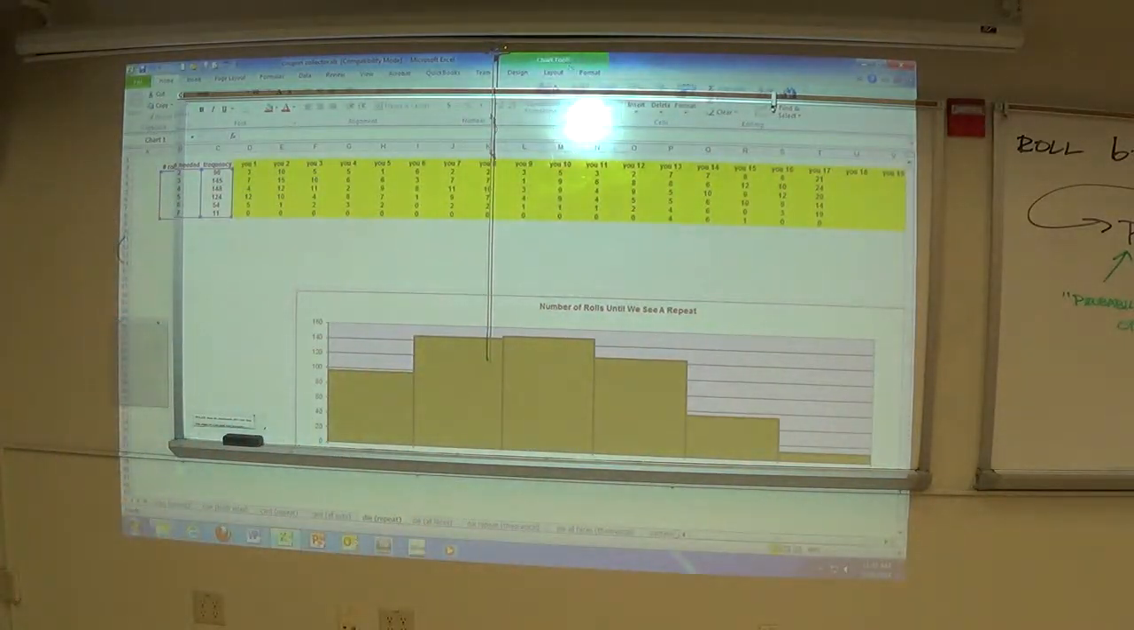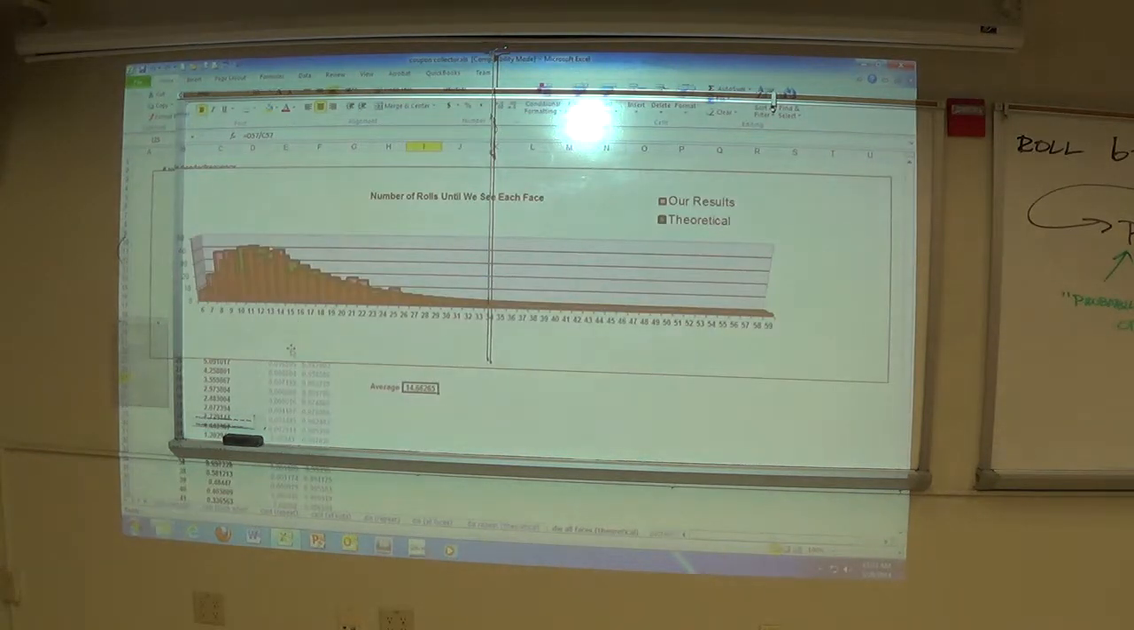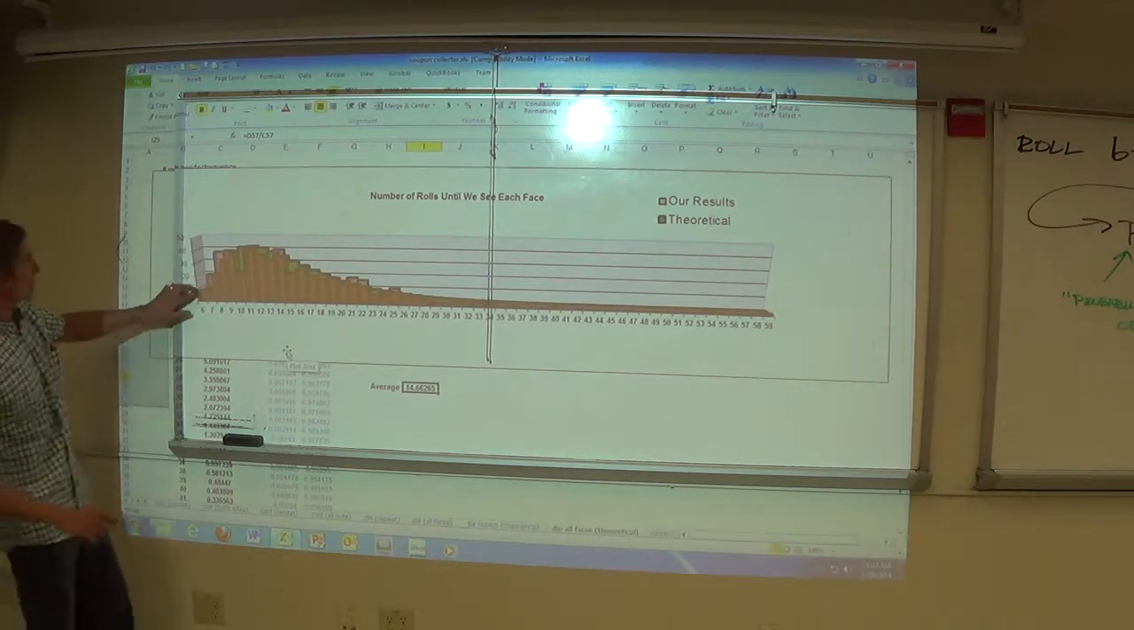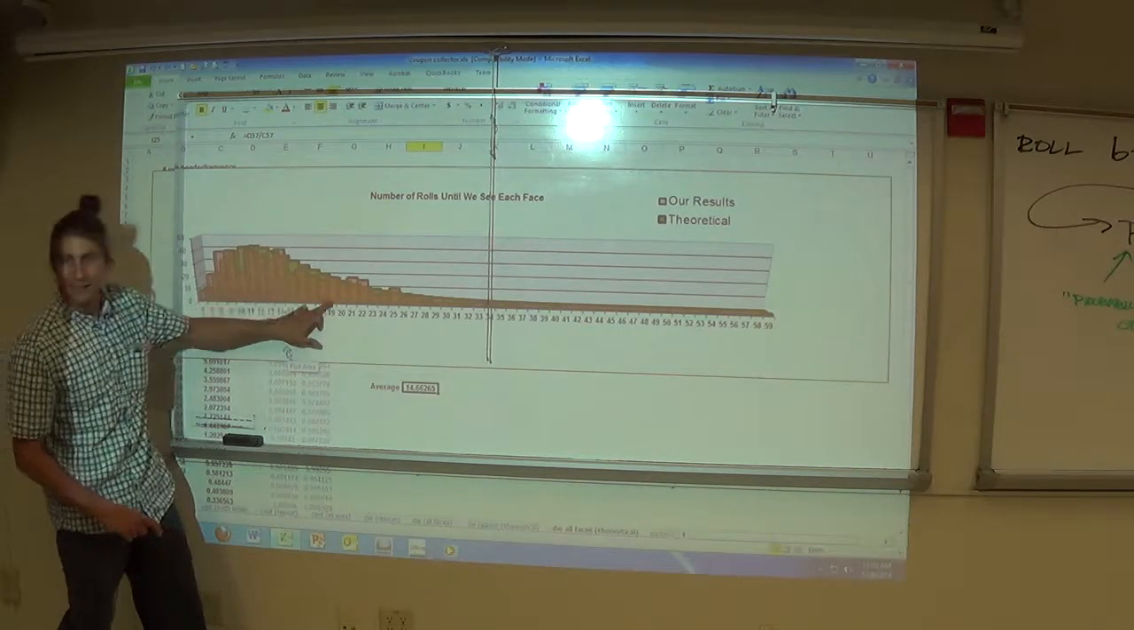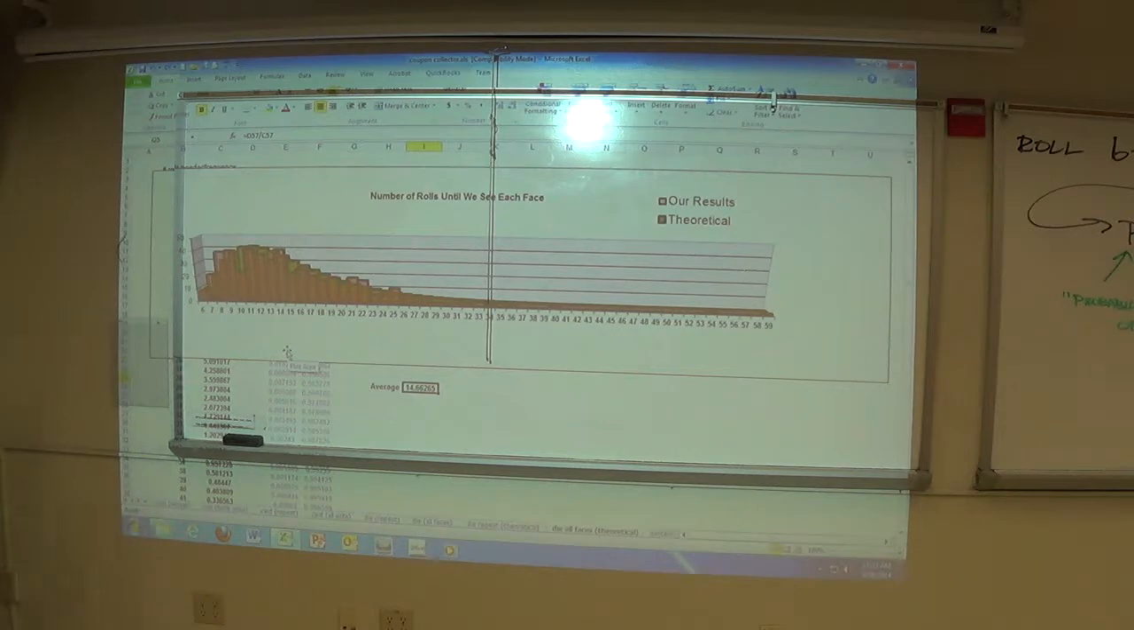Let's take a look. I did this for both of you guys. I also did the theoretical for the all faces, okay? A little bit noisier. Here's your guys' results up front in red, and behind it is the green. Can you see the green back there? Let me tilt it a little more. If you have a hard time seeing that, let me tilt it some more.